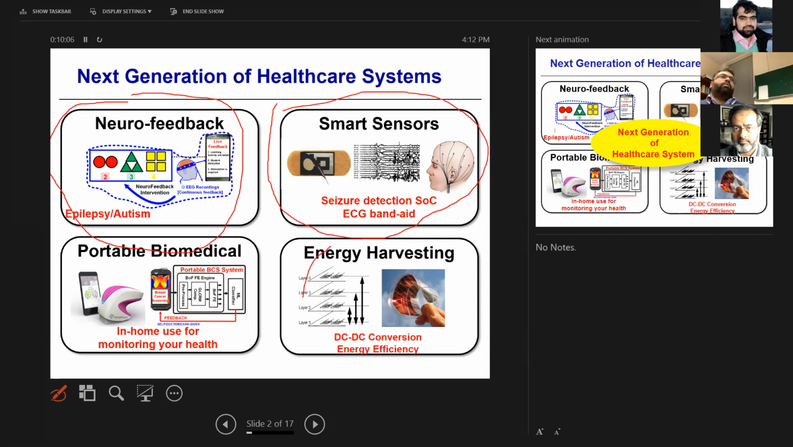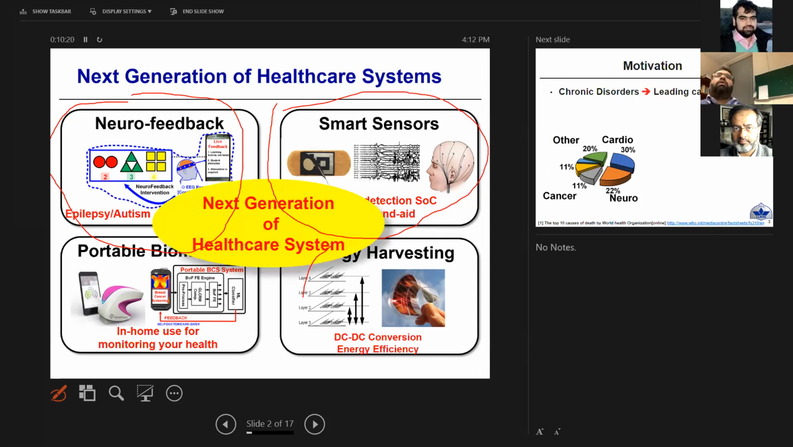But that's the overall idea which I call the next generation healthcare system. And again, this is one dimension. There are a lot of other dimensions to this next generation healthcare system. This is the dimension which I am looking into. But again, we cannot live alone in our society. And I call these the next generation healthcare system.